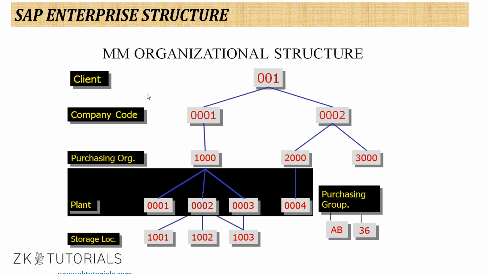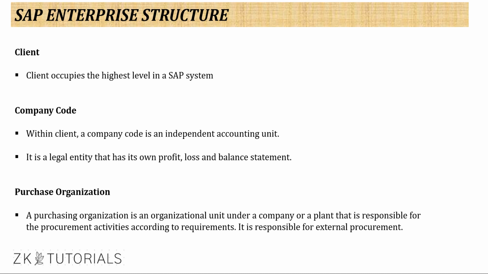Coming to the second one in the hierarchy, we have the company code. What is the company code? It sits within the client. A company code is an independent accounting unit. It belongs to accounts, which means it belongs to finance. It is a financial unit and a part of finance. So why is the finance element coming here?